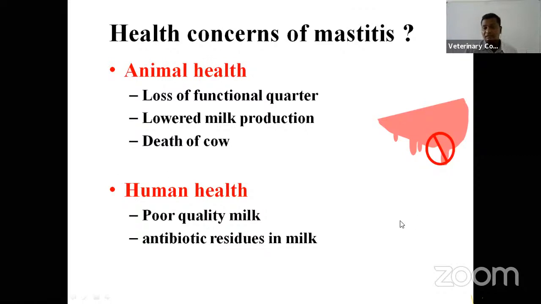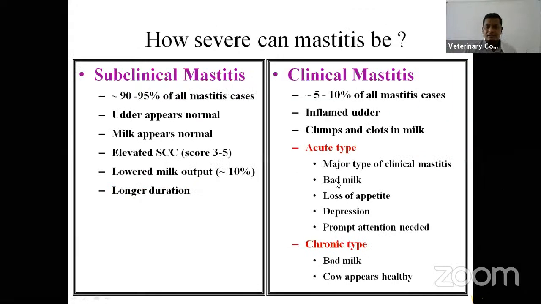Why public health? These animals need to be treated. That's why there is the antibiotic residue issue. You have to go for the withdrawal period. If the withdrawal period is not observed, there is a public health effect. So that's why mastitis has multiple facets.